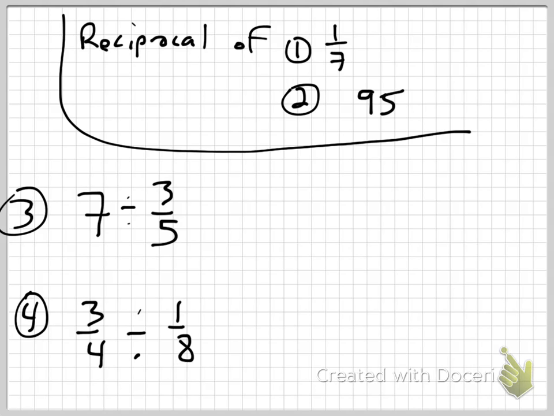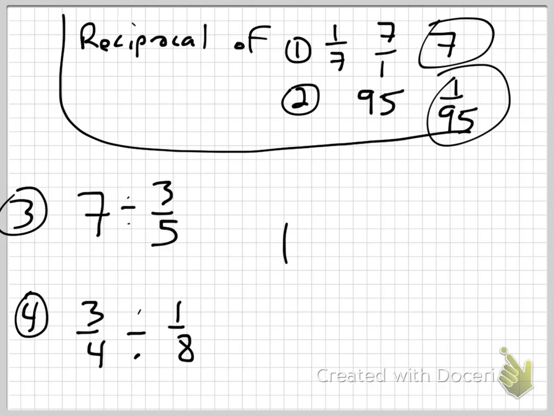Number 1, the reciprocal of 1/7 would be flipped, which is 7 over 1, which is just 7. So the answer to number 1 is 7. Number 2, the reciprocal of 95 is 1/95. Number 3, 7 divided by 3/5. How do you divide that again? The answer is you don't. You multiply it by its reciprocal. 7 times 5 over 3, which is 7 over 1 times 5 over 3.